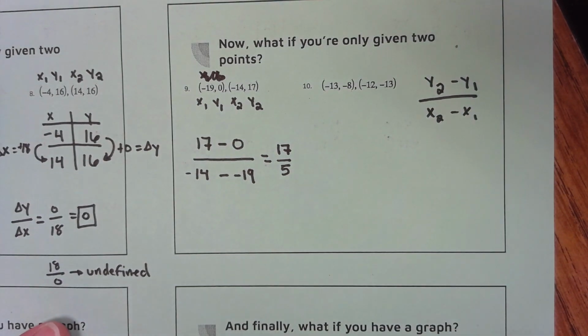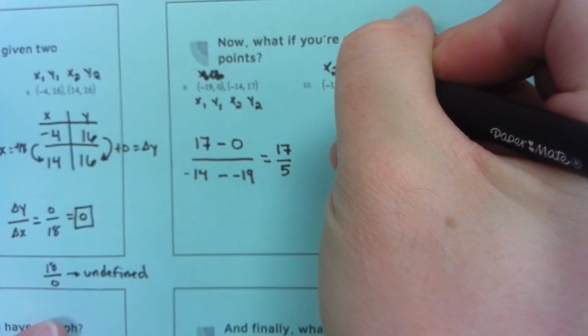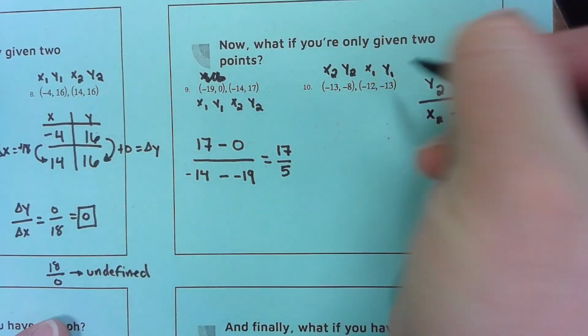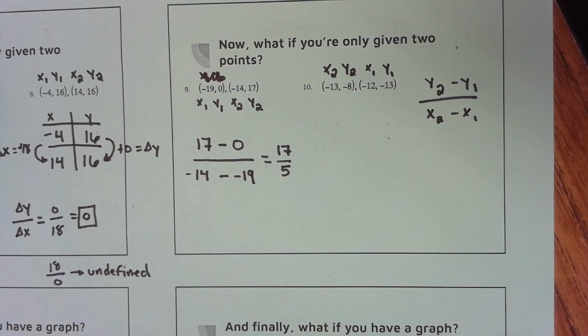Real quick, why don't you all do the same thing? This time, let's switch it up. Let's call this x2, y2, and this x1, y1, and see if you can't plug things into the formula the same way that I just did. See what you come up with. I'll do about 2 minutes again.